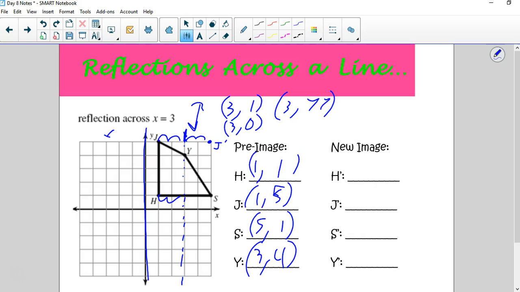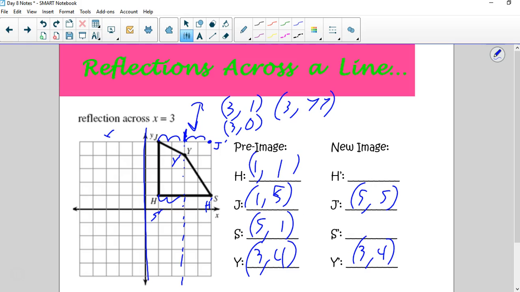S is 2 to the right. It's going to go left. So basically, S prime is going to go where H is, and H prime is going to go where S is. Y prime is going to stay right there because it's on the line. So let's see what we have here. J prime is the easiest one. 5, 5. Y does not change. It's at 3, 4.